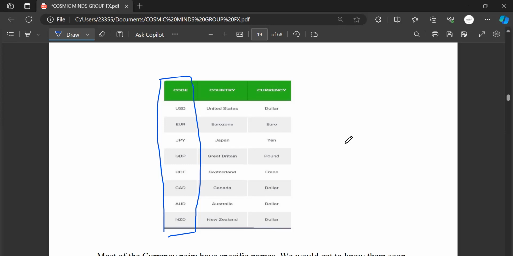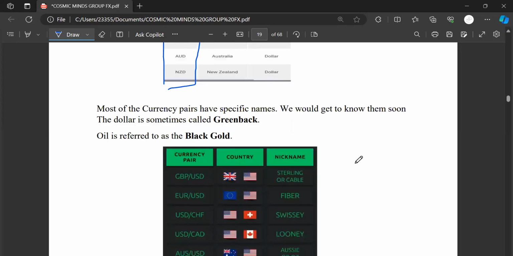So we look at them in the major currency pairs, right? The major currency pairs usually mean any pair that includes any of these. You look at them. I don't want to be ahead of that. Now, most of the currency pairs have specific names. We get to know them as soon as possible. The dollar is just the currency, the greenback, right? The dollar has many nicknames that you can call it. Now we have the oil, right? It's the black gold.